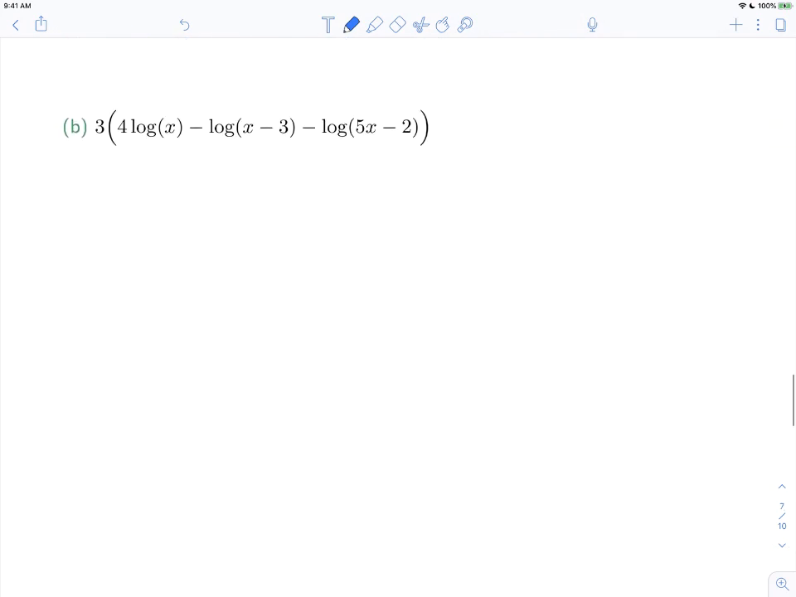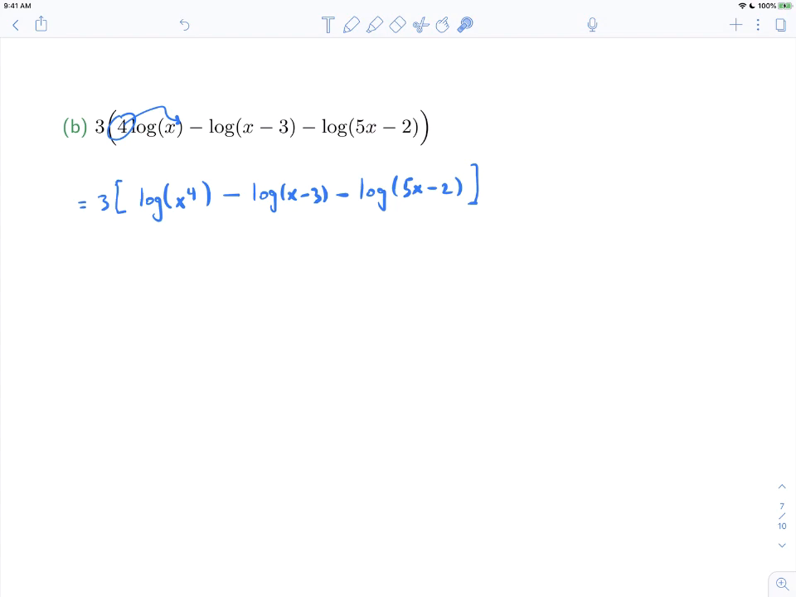Let's do the same thing here. Now we have just a few more terms to worry about, and we have some x's instead of just numbers, but that's okay. We just treat them like numbers. Let's just leave the 3 out here for now. The first thing I'm going to do is take that 4 and put it into the exponent here. So this is going to be log x to the 4, minus log of x minus 3, minus log of 5x minus 2.